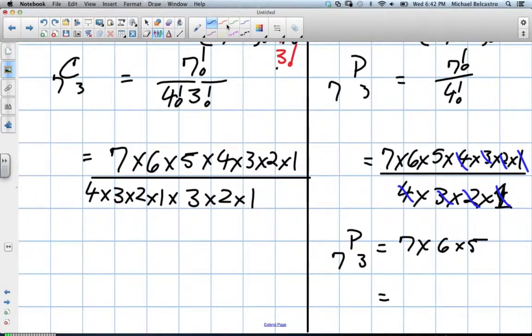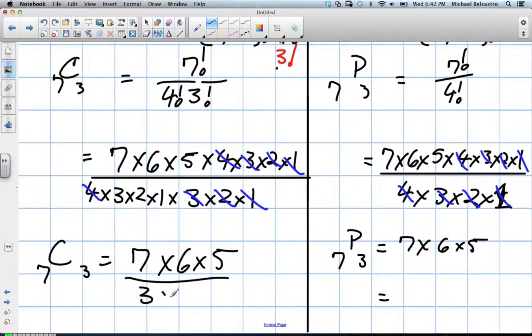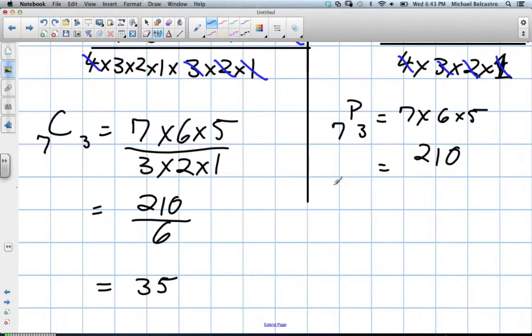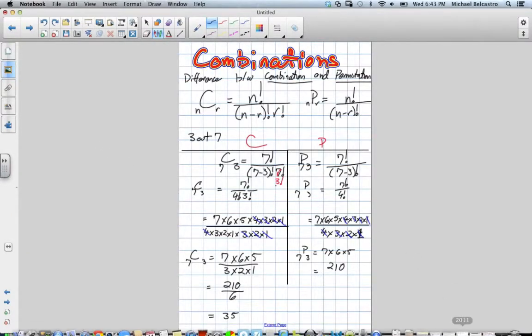Okay? So when we go to cancel things out here, well, we have a 1, a 2, a 3, and a 4. So now what we're left with for this combination of 7 and 3 is 7 by 6 by 5 on top, but underneath we still have 3 by 2 by 1. So it's going to be a smaller number. So in the end, what are we going to get? 210 over here. Now this becomes 210 divided by 6, I think, right? Which is going to give us 35. Yep. There we go. So a very different number from the permutation to the combination answer. Algebraically we have very different things here.